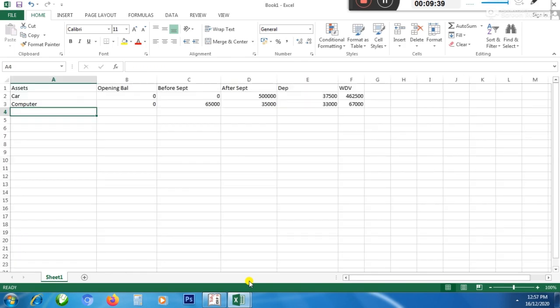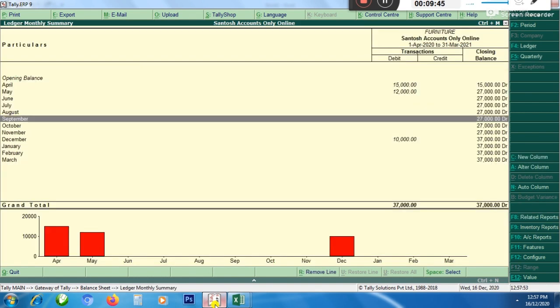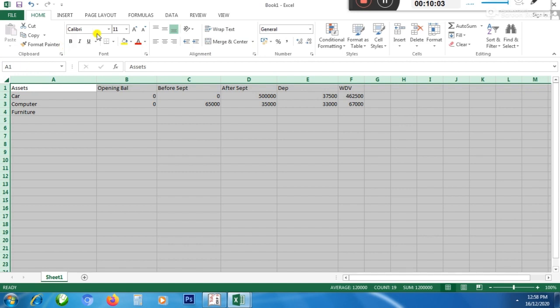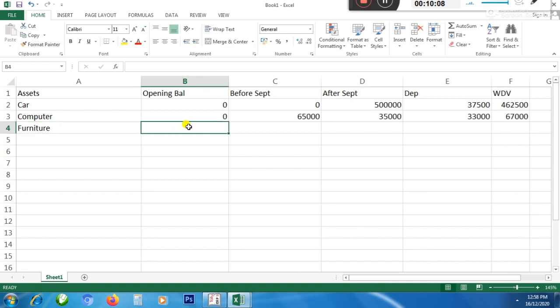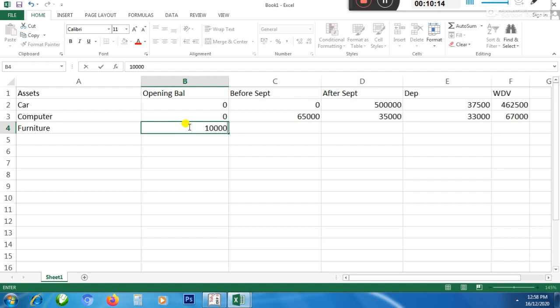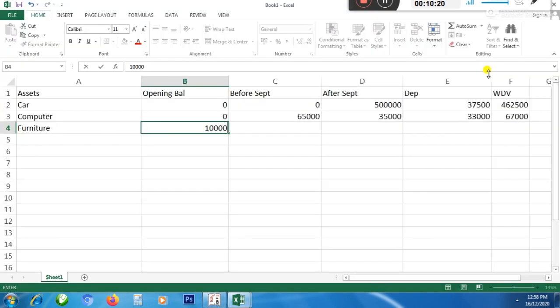So next one, I'll go to Tally. Next one we have furniture. Again in September there is 27,000 before value and 10,000 after value. I'll just increase the size so that you can see it better. On furniture there is no opening balance. If there is opening balance here also, you have to put the opening balance. Remember, opening balance means previous year data. You have to put that there.